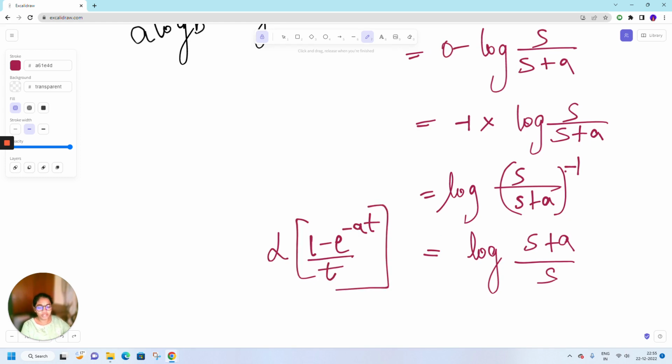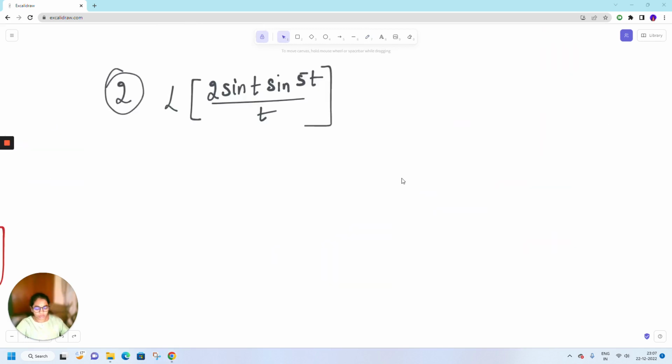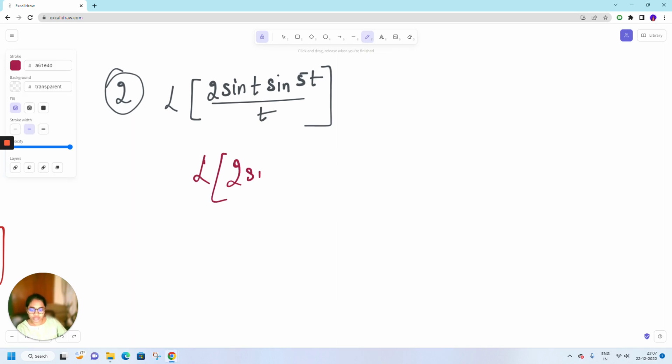Okay. Now moving on to our next question: find the Laplace transform of 2 sin t sin 5t divided by t. So what is the first step? Find the Laplace of 2 sin t sin 5t. Why? This is the f of t, right?